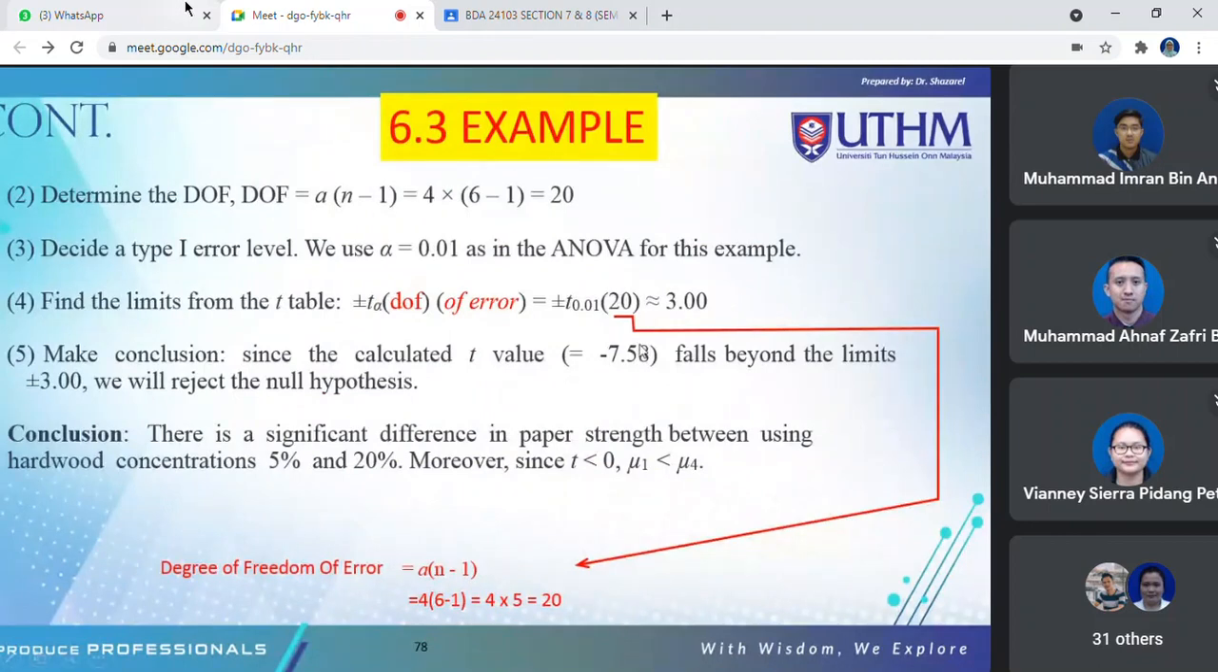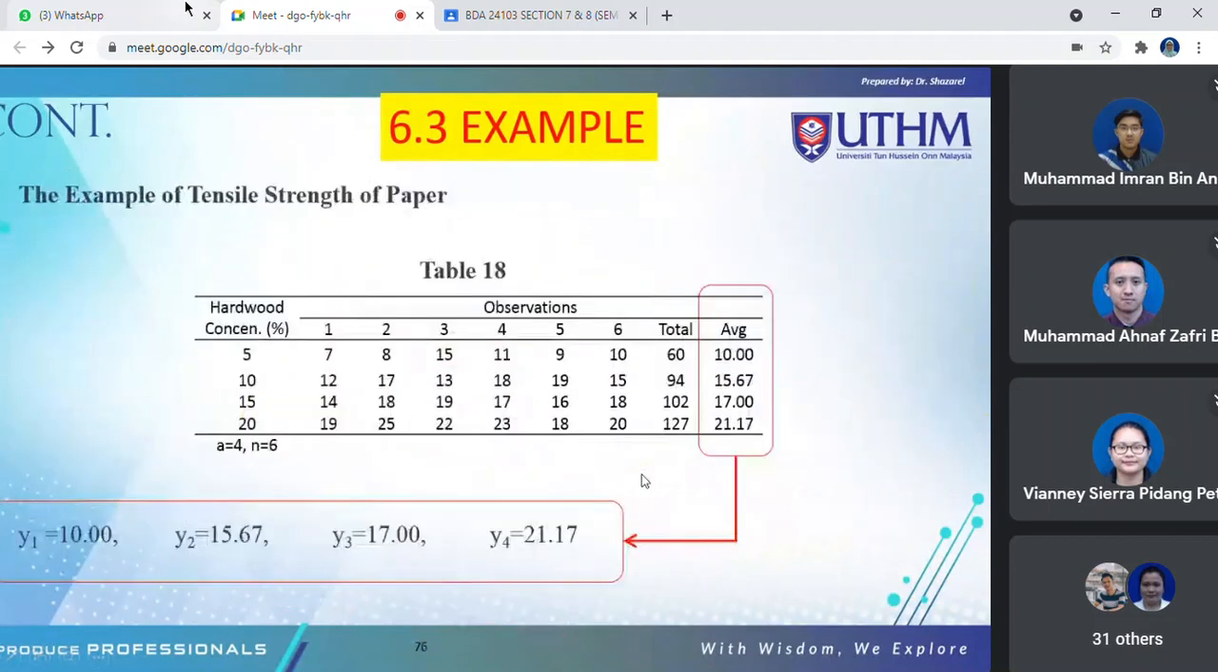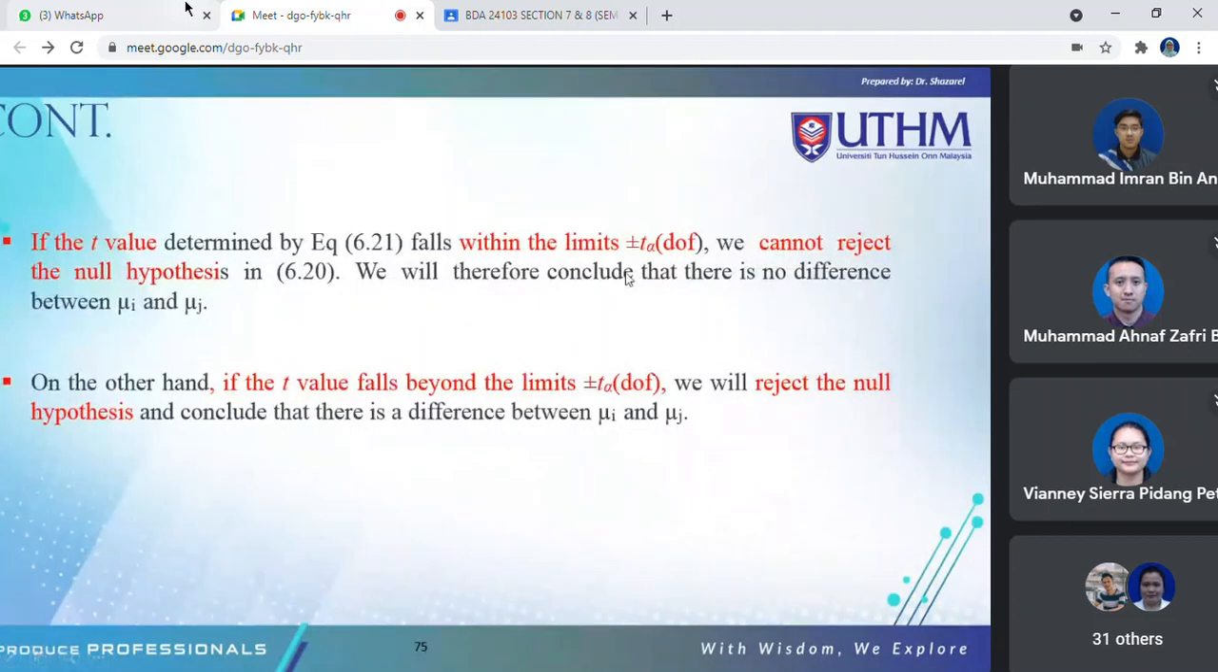So we have the T value of minus 7.58, and then we can make a conclusion whether it's smaller or greater by using the method here.